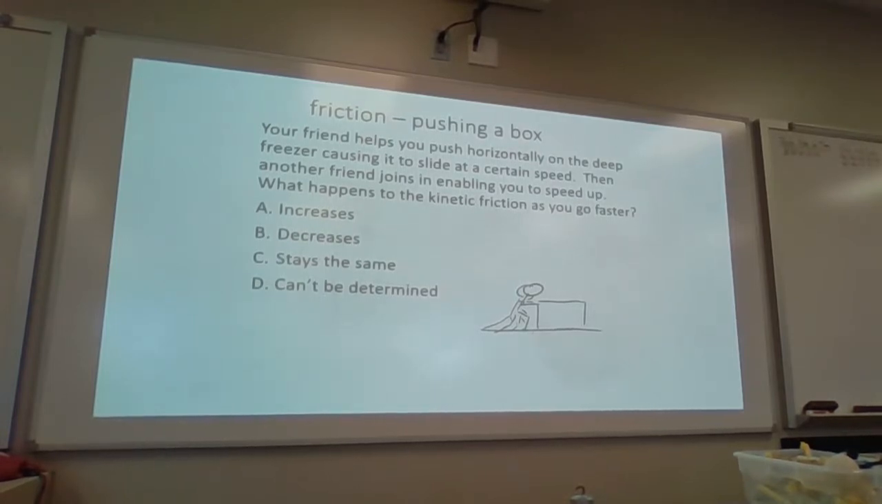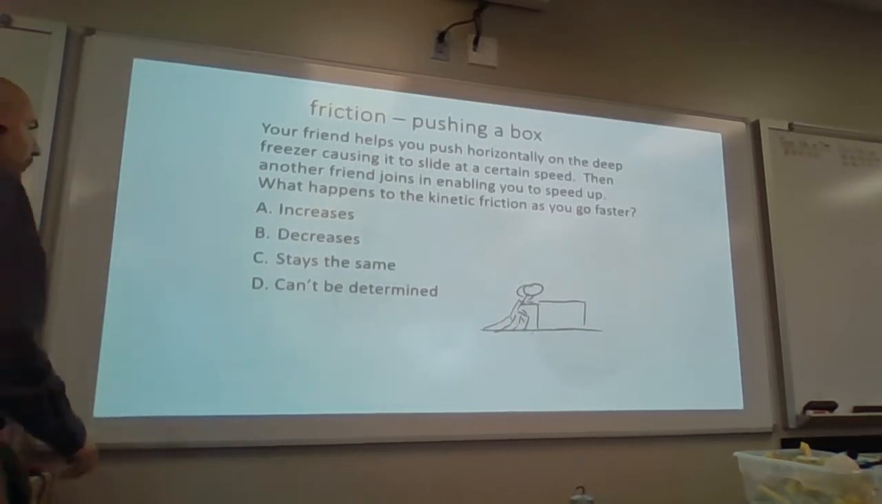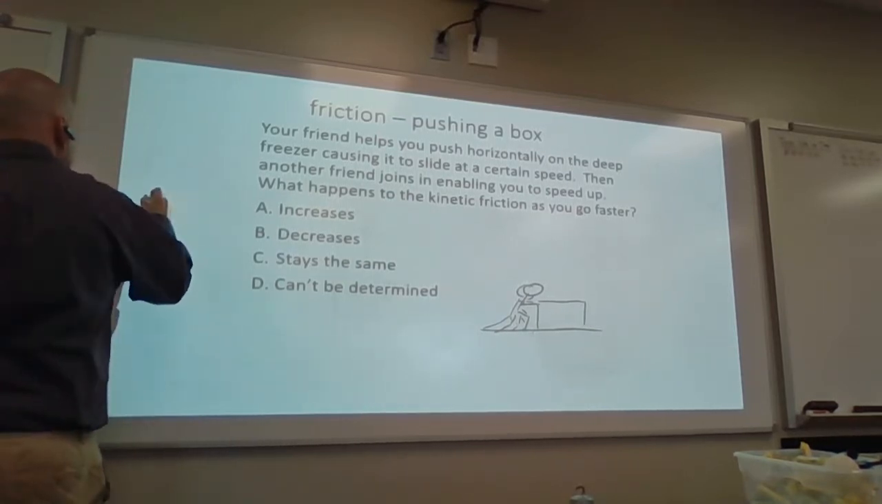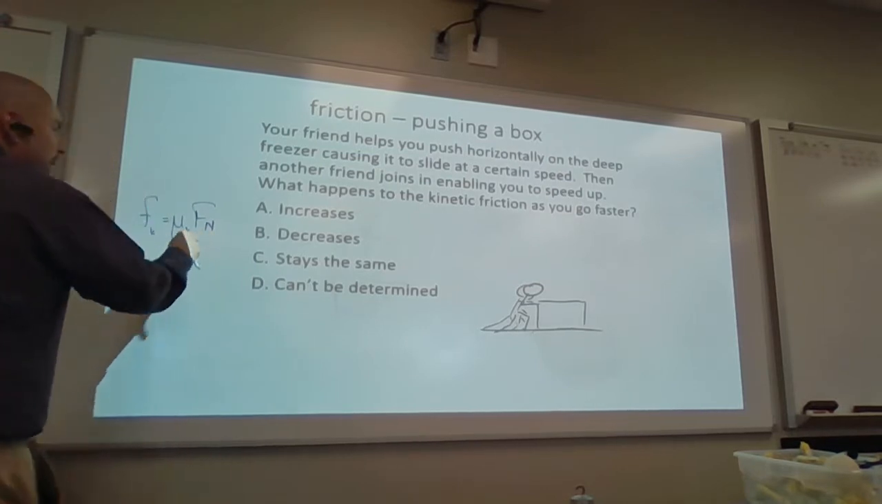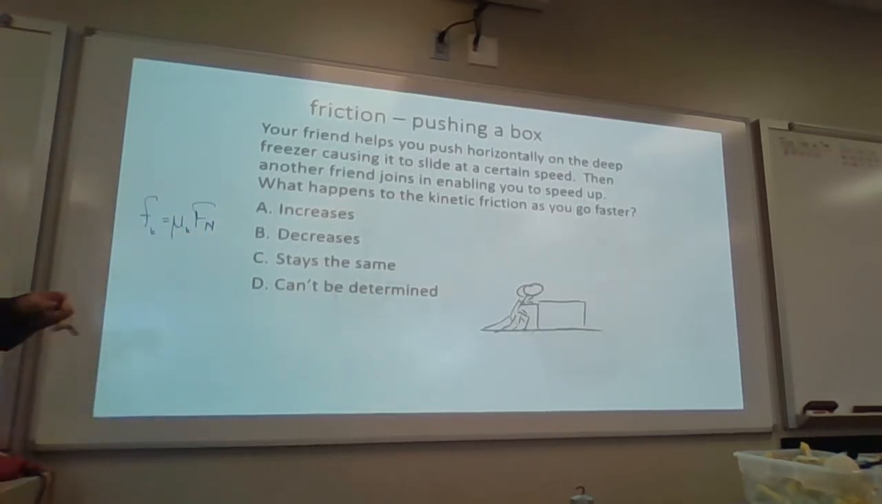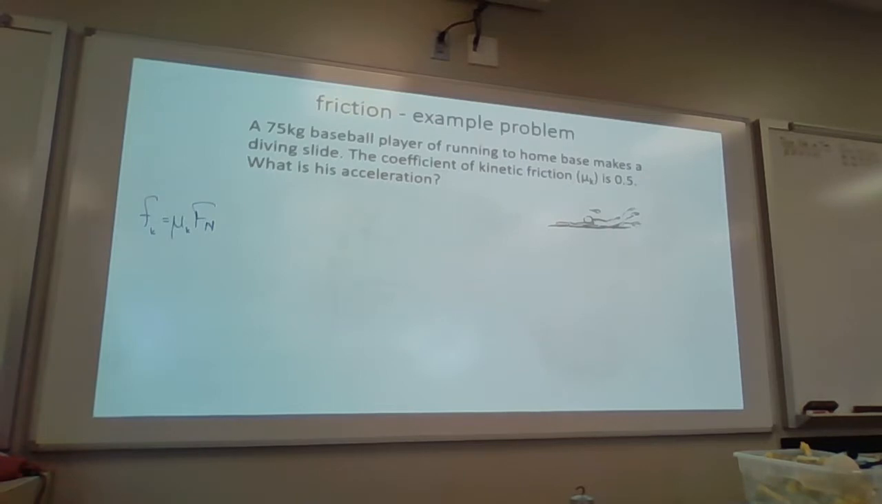Looking at our equation for kinetic friction, it is dependent upon how rough the surfaces are, and the normal force between those. It has nothing to do with speed. Once it's slipping, regardless of how fast it's slipping, kinetic friction is going to be a set value. You okay with that? All right.